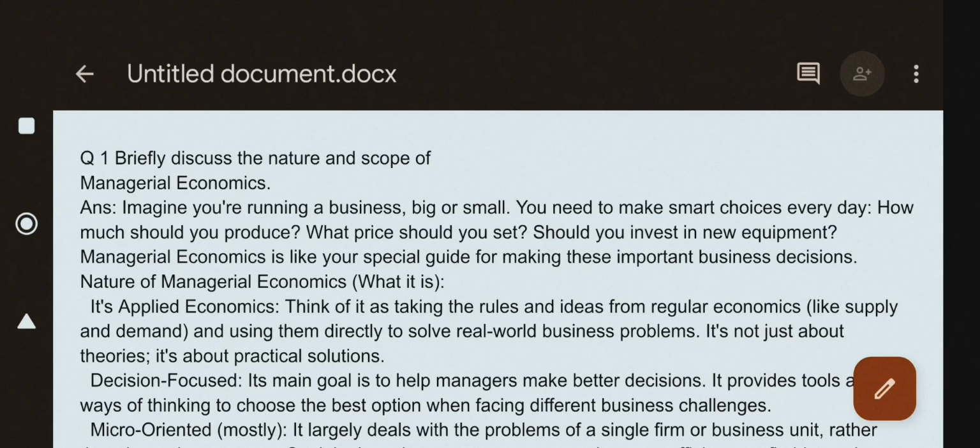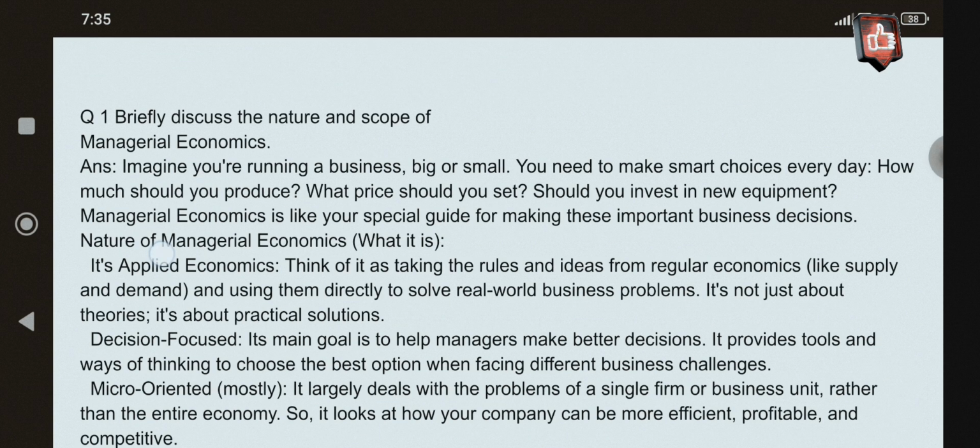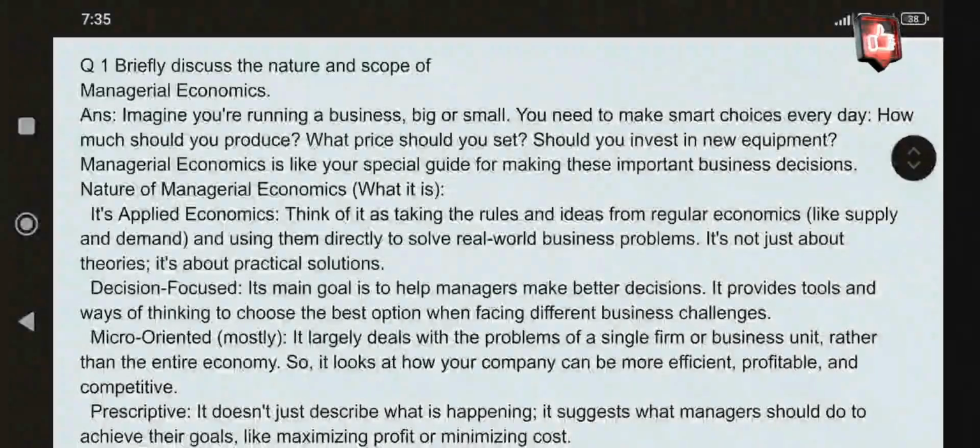Nature and scope of managerial economics. Answer: Imagine you're running a business, big or small. You need to make smart choices every day. How much should you produce? What price should you set? Should you invest in new equipment? Managerial economics is like your special guide for making these important business decisions.